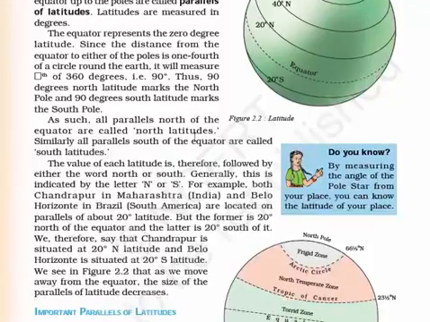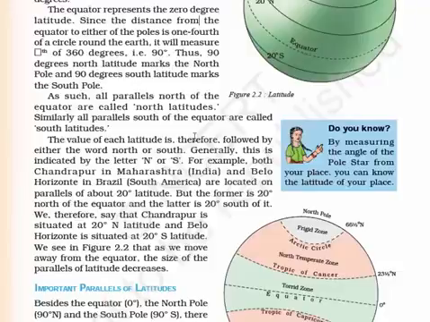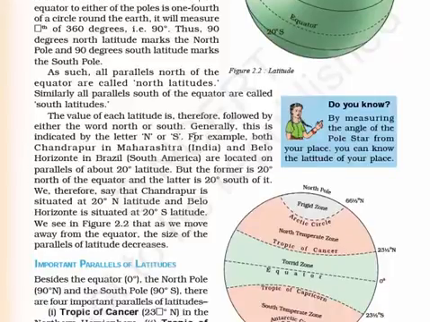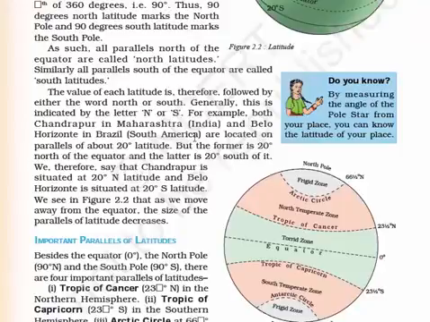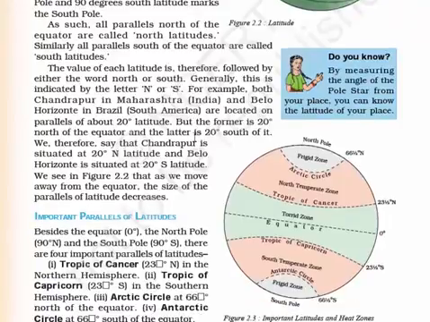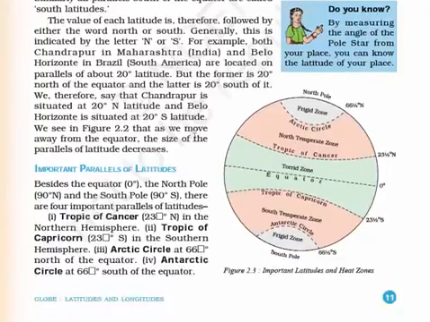As we have read, the equator is 0 degree. North Pole is represented as 90 degrees north and South Pole as 90 degrees south. Tropic of Cancer is 23.5 degrees north. Tropic of Capricorn is 23.5 degrees south. Arctic Circle is 66.5 degrees north. Antarctic Circle is 66.5 degrees south.